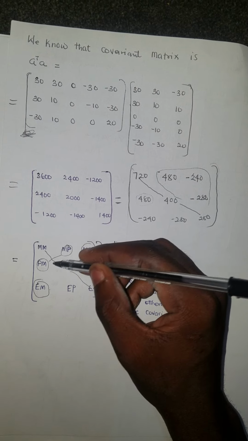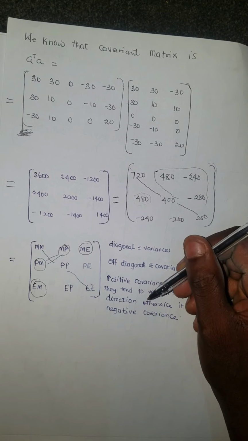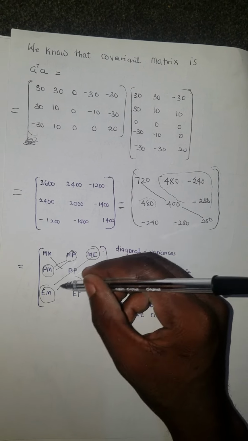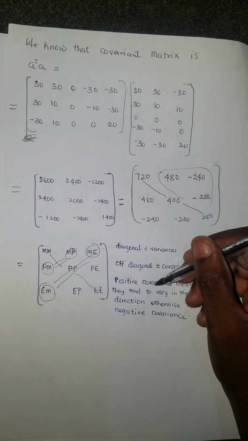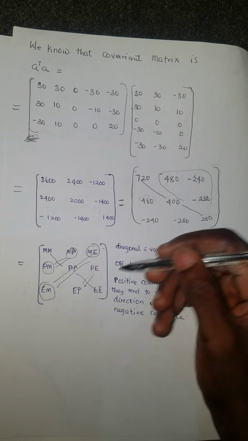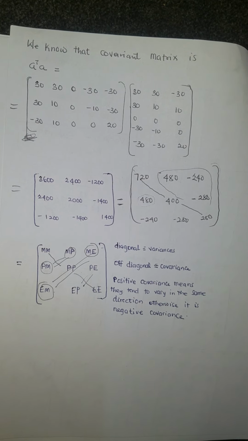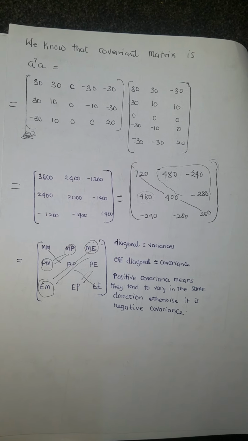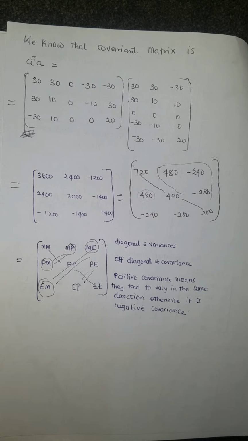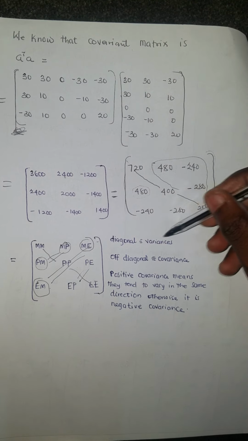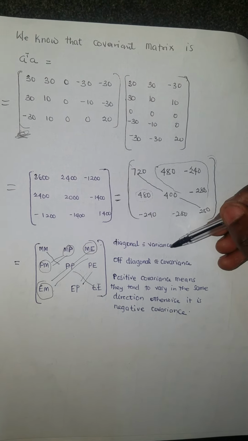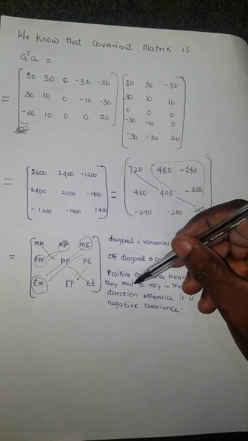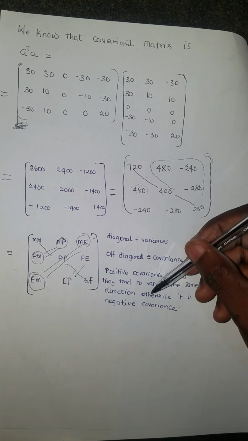Just like here, these are equal. This and this are also equal. Then this and this are also what? Equal. So we say that the covariance matrix is what? A symmetric matrix. So that is what the diagonals are: variances, and the off-diagonals are covariances. Positive covariance means they tend to vary in the same direction.